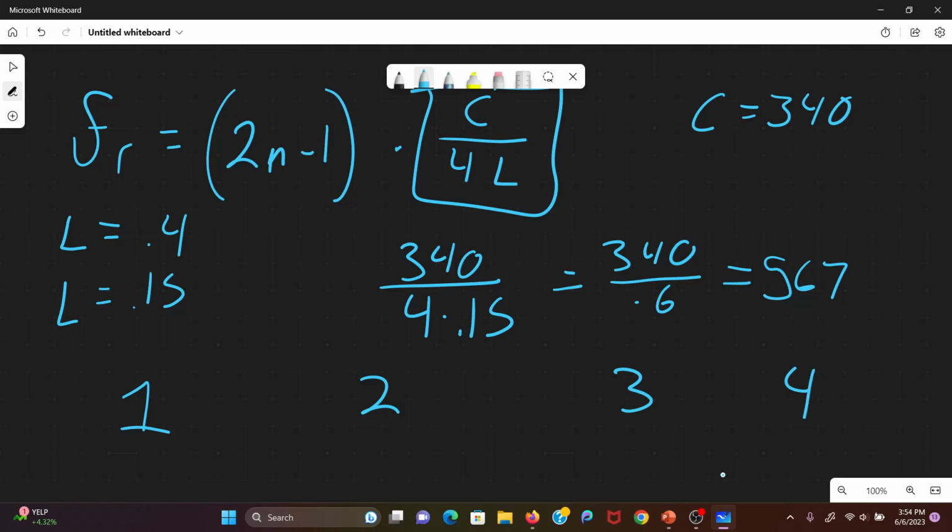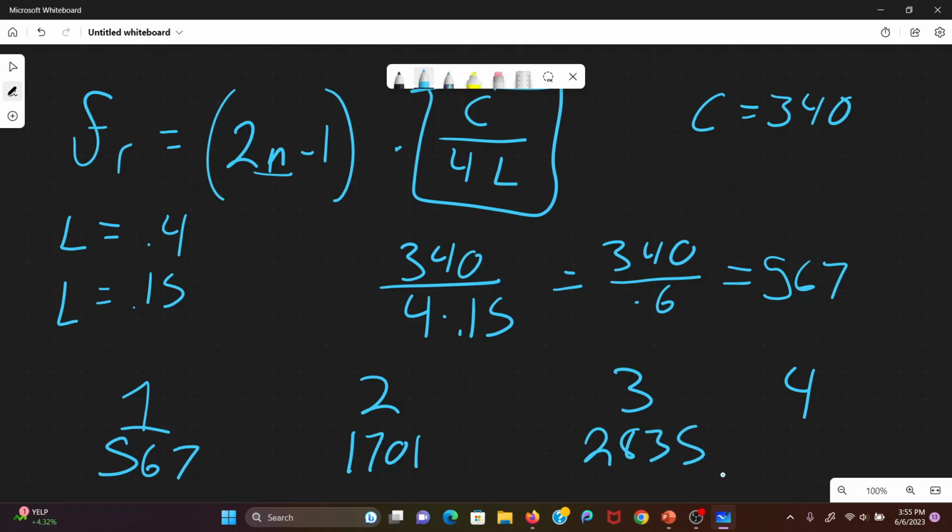1, we're going to take 1 up here. 2 times 1 is 2, minus 1 is 1. And 1 times 567 is just 567. 2 times 2 is 4, minus 1 is 3. And 3 times 567 is 1701. 3 is 2 times 3 is 6, minus 1 is 5. 5 times 567 is 2,835.